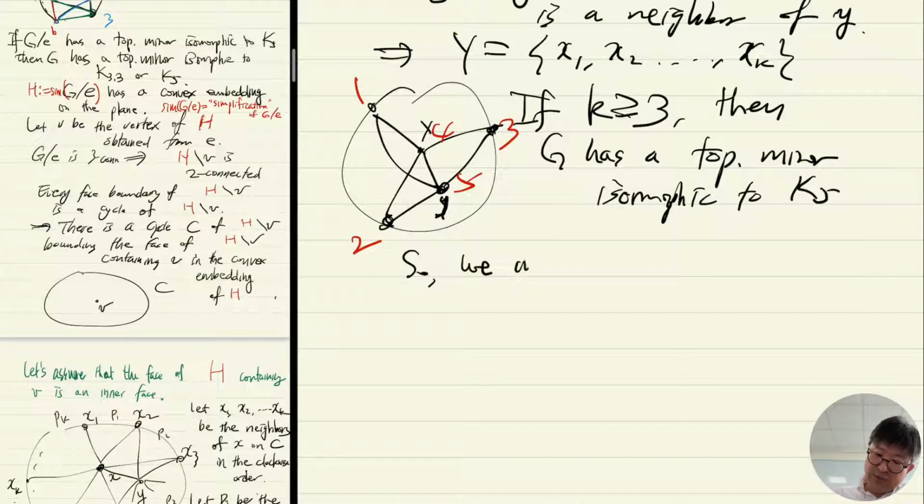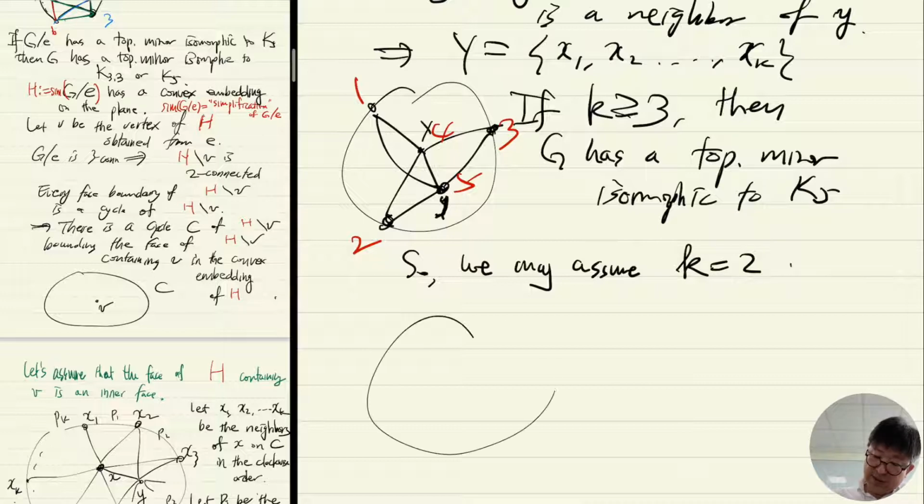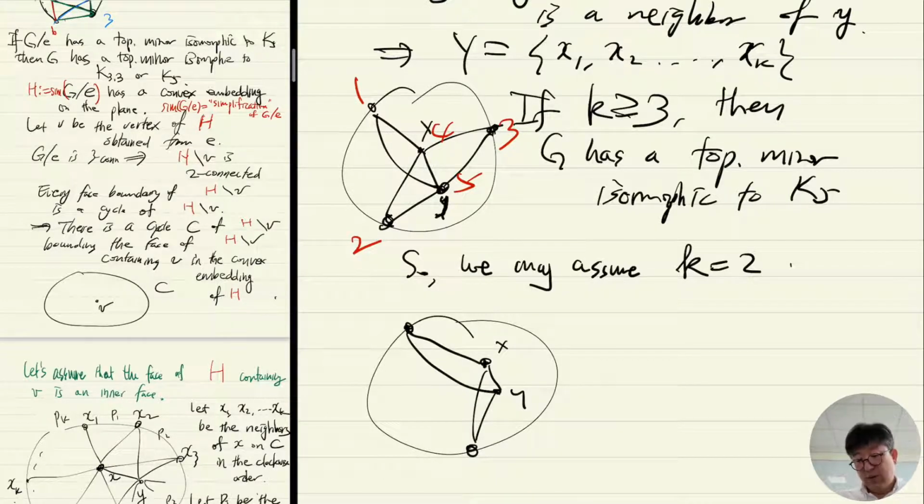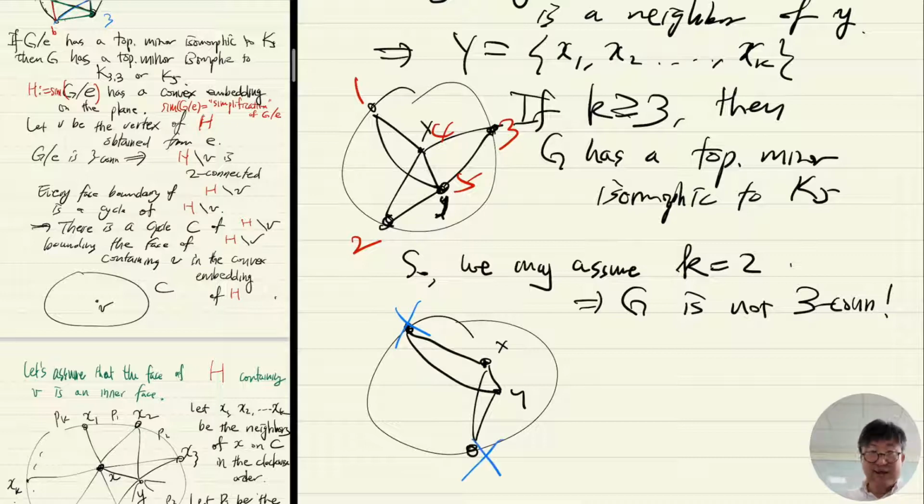So we may assume k is 2. But what does that mean? That means x and y have only 2 neighbors and they are common neighbors. What? Why is this possible? Then the graph is not 3-connected. Right? Because I can delete these 2 vertices and the graph is disconnected. All right, so that's the proof. Contradiction.